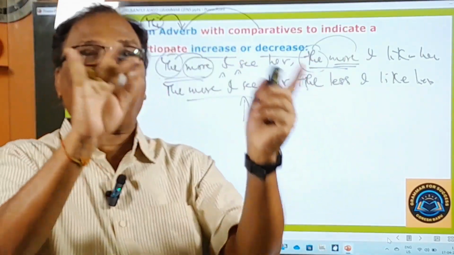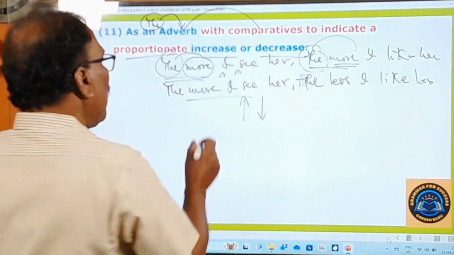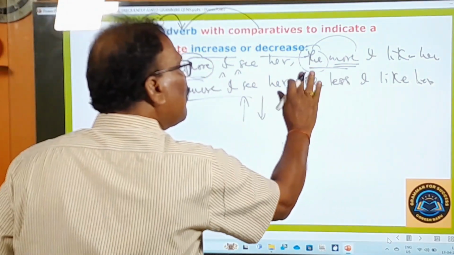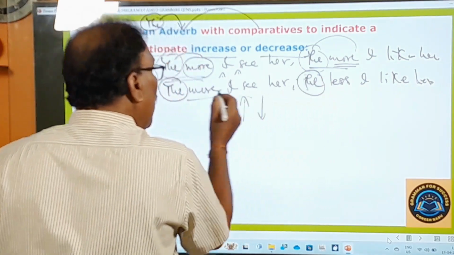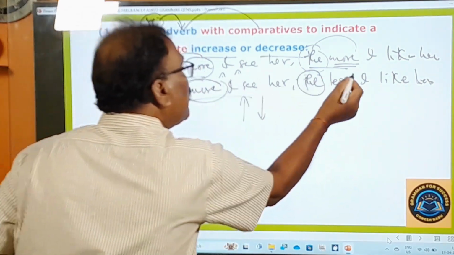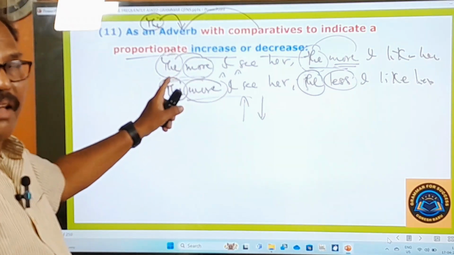Proportionate increase or decrease. So in this way, the more, but see the construction of the sentence. The is used at the beginning and in the middle of the sentence. And moreover, it is used with a comparative adjective. Please have a look at this.